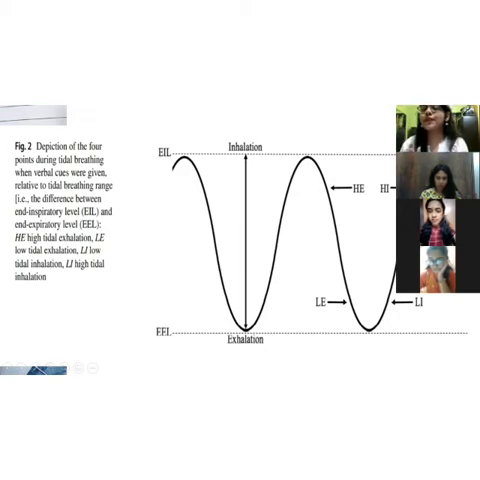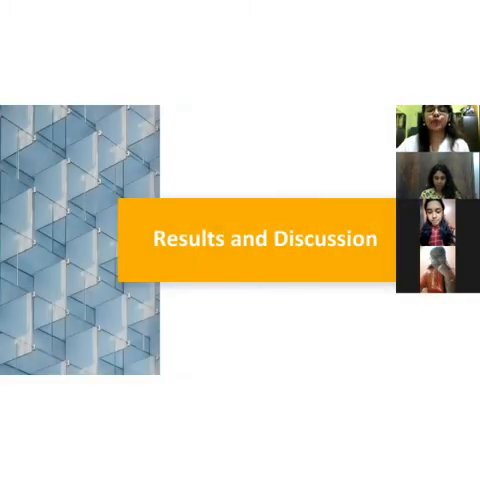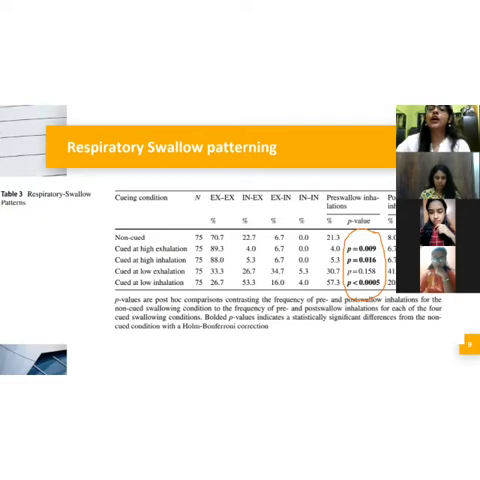Just give me a thumbs up if you have understood these 4 phases. The entire article is about at which phase we cue that is going to optimize my respiratory swallow coordination, and if I cue at a wrong phase, how it is susceptible to aspiration. Are we going good? Okay.